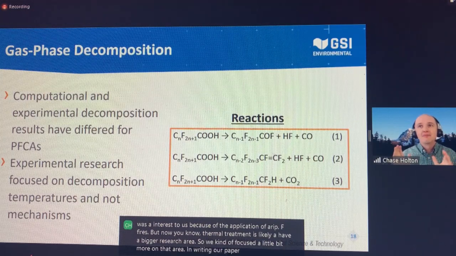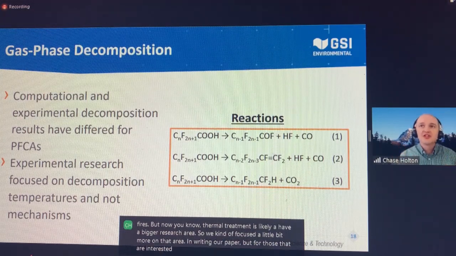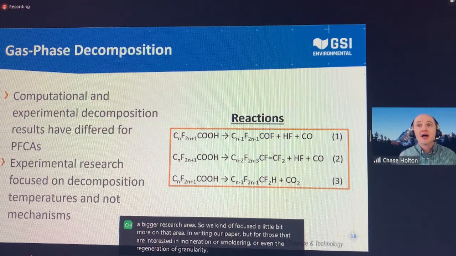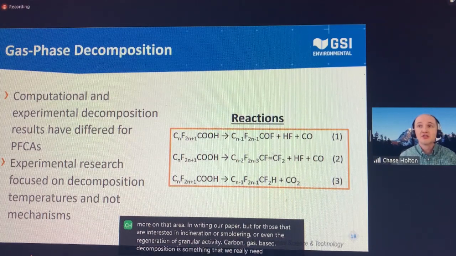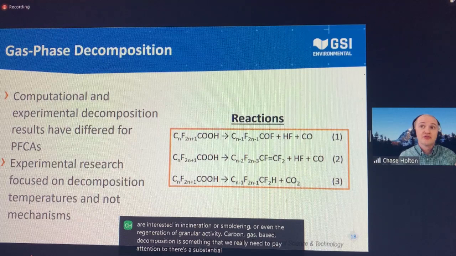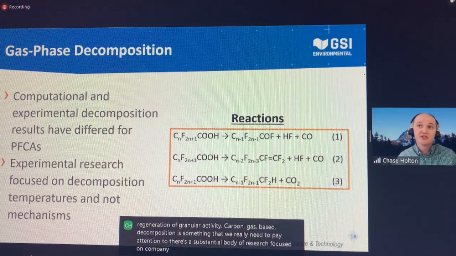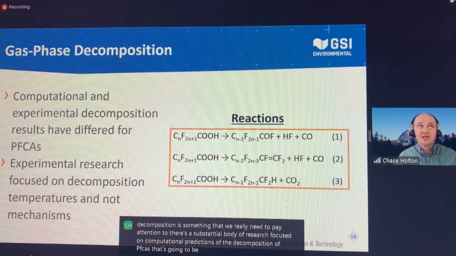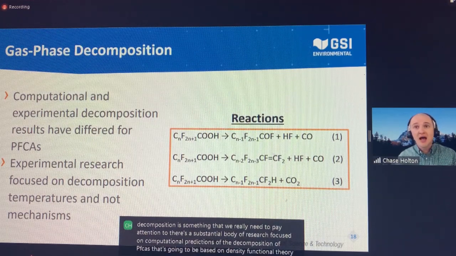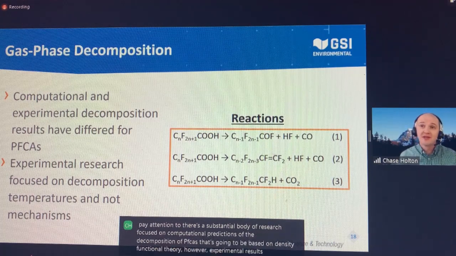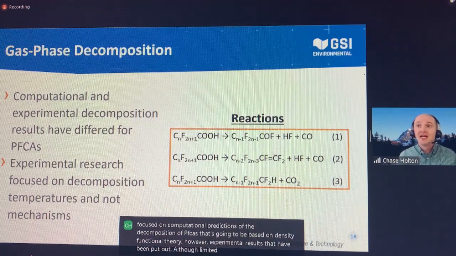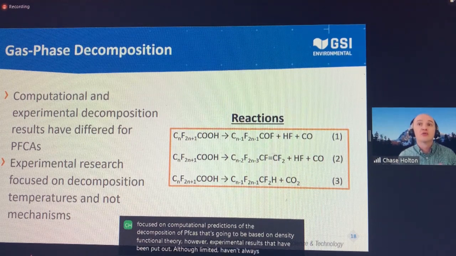But for those that are interested in incineration or smoldering or even the regeneration of granular activated carbon, gas phase decomposition is something that we really need to pay attention to. There's a substantial body of research focused on computational predictions of the decomposition of PFCAs, based on density functional theory. However, experimental results that have been put out, although limited, haven't always agreed with the computational predictions.